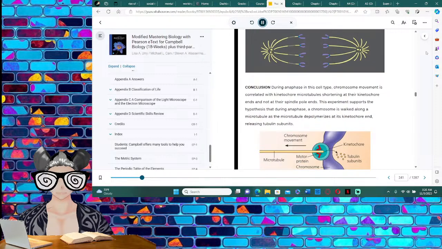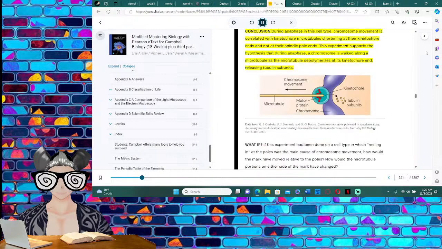A diagram of a cell's kinetochore microtubules. The microtubules are shortened. The darkened areas are closer to the kinetochore ends than the poles. Conclusion: during anaphase in this cell type, chromosome movement is correlated with kinetochore microtubules shortening at their kinetochore ends and not at their spindle pole ends.